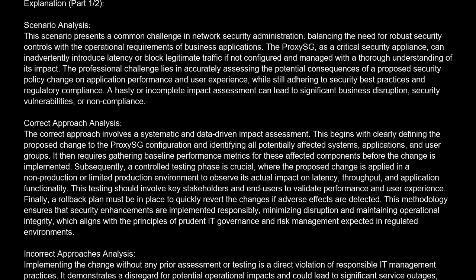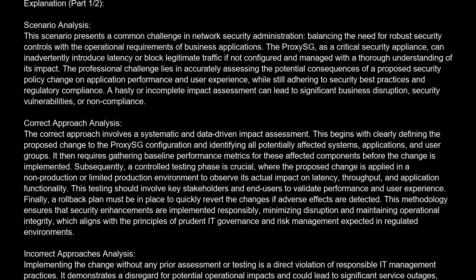The correct answer is A. Conduct a thorough impact assessment, including baseline performance metrics, controlled testing in a staging environment, and a documented rollback plan. Explanation. Scenario analysis. This scenario presents a common challenge in network security administration, balancing the need for robust security controls with the operational requirements of business applications.